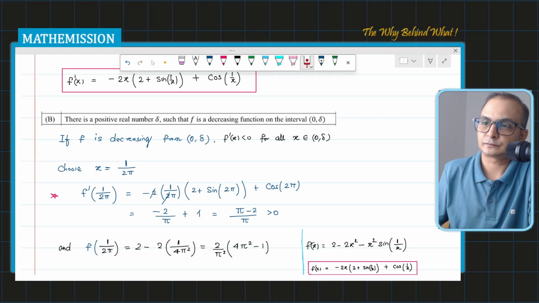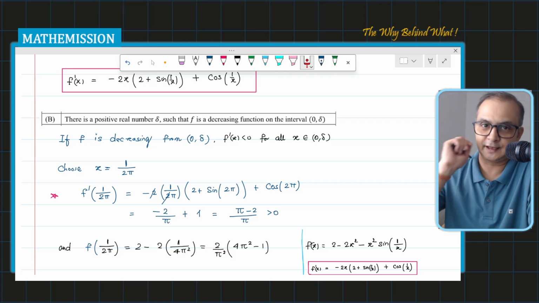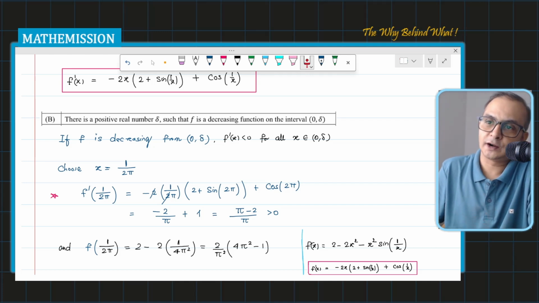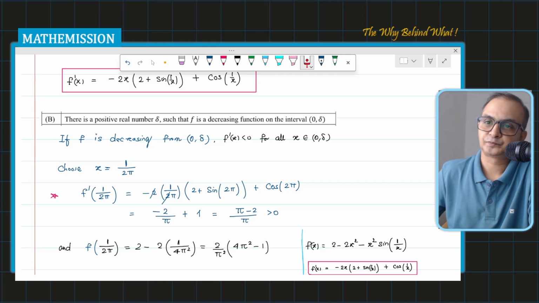So see, I don't know about a delta, but I know that when you move from 0 to delta towards the positive x direction, it simply says that no matter how small a delta you take, there must be an interval between 0 and that delta where the function is a decreasing function. So let's just decode this whole thing.